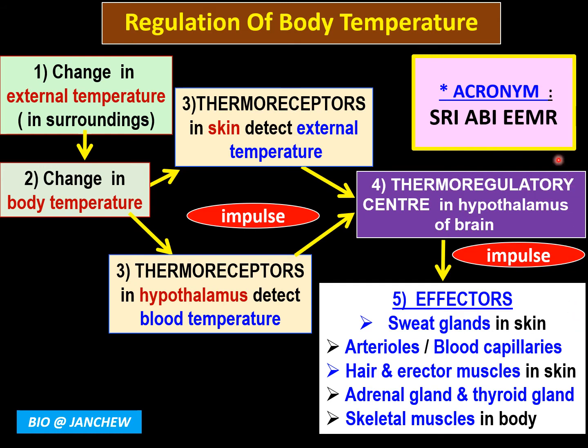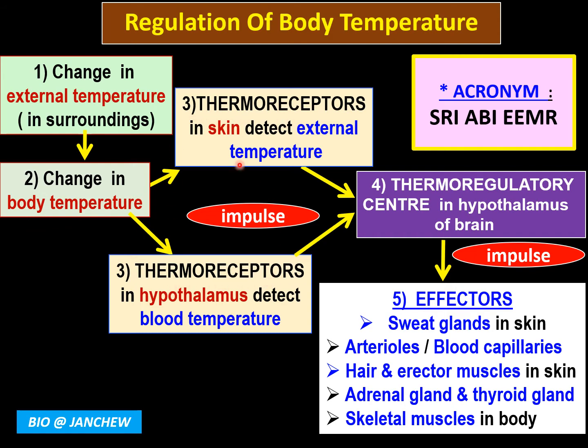So basically, we are still using this acronym, which I have used for the coordination by the nervous system. S is for stimulus. In this case, the stimulus may be the heat in the environment. R is for receptors. The receptors here that regulate the body temperature are the thermoreceptors.